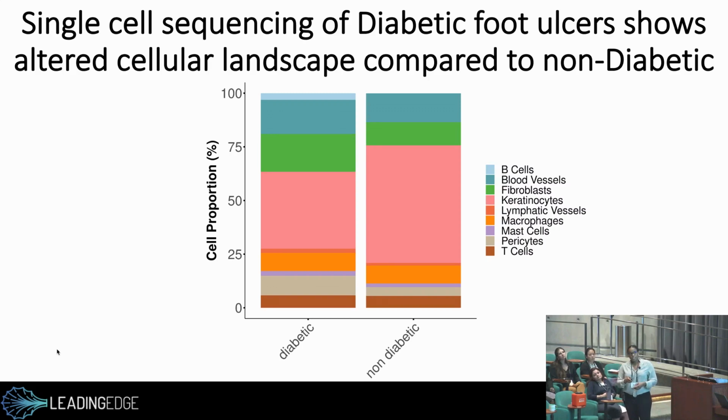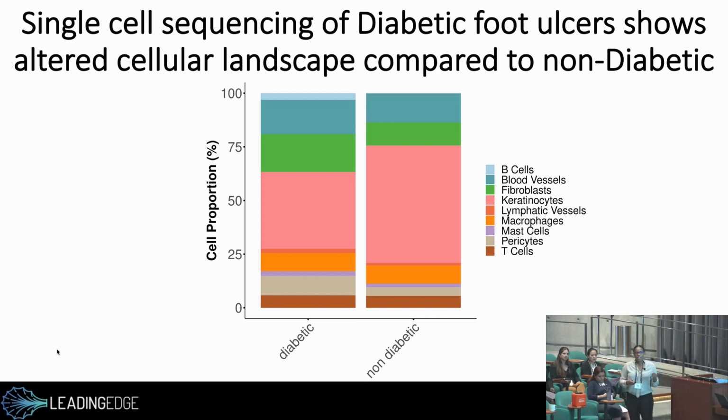Most notably, we see decreased keratinocytes, which are important for skin rebuilding. But interestingly, we see more fibroblasts, yet remodeling is delayed, so what are they doing? And also, about the same number of macrophages, yet diabetic tissue is supposed to be more inflamed. You'd expect macrophage numbers to be much higher.